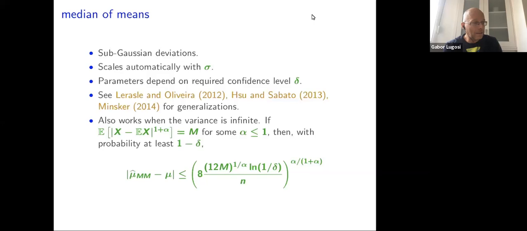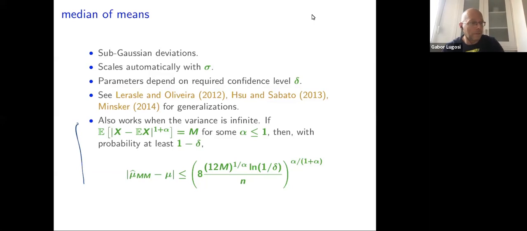All right. Another nice property of the median of means estimator is that the exact same estimator works even when the variance is infinite. So if we have, for example, some moments of order 1 plus alpha for some alpha less than 1, then we get a little bit worse rate. Here we get alpha divided by 1 plus alpha. If alpha equals 1, that's when the variance exists, so then we get the 1 over root n rate.